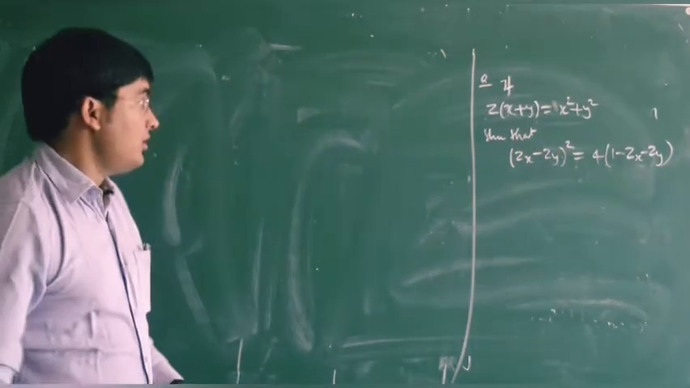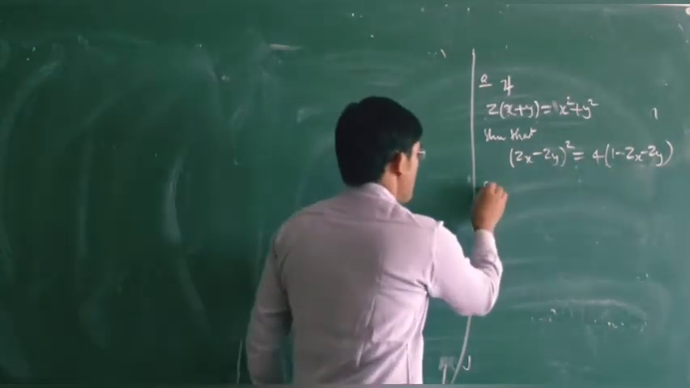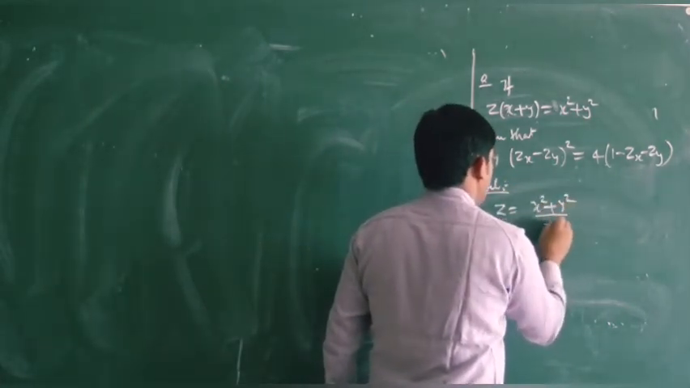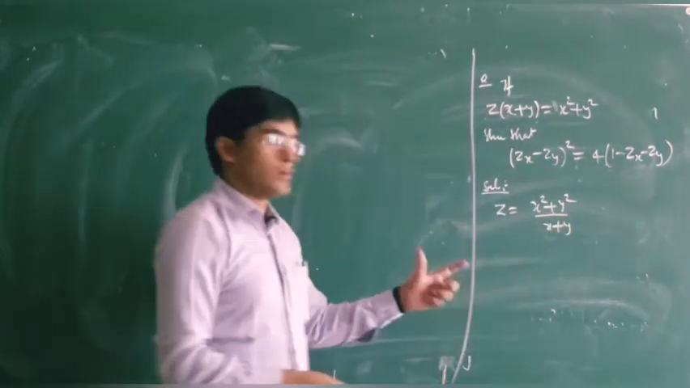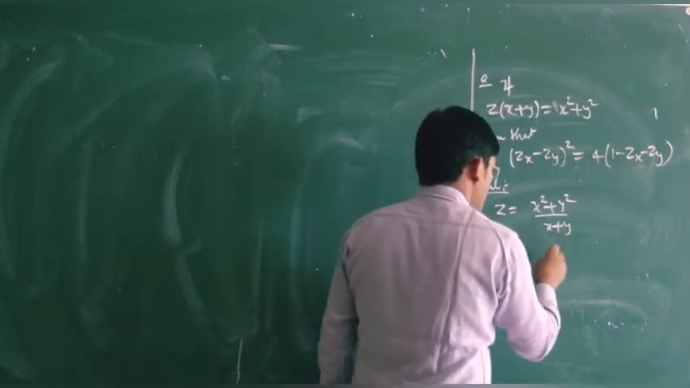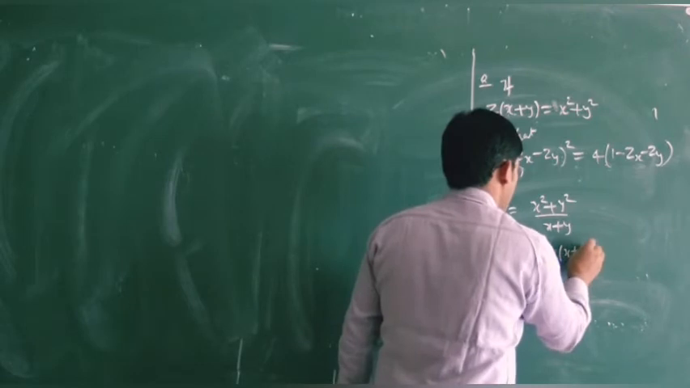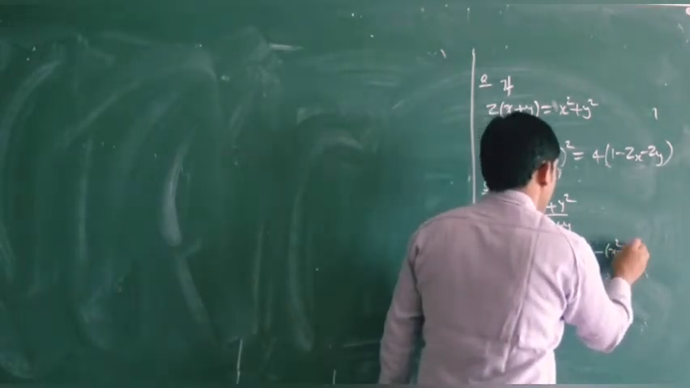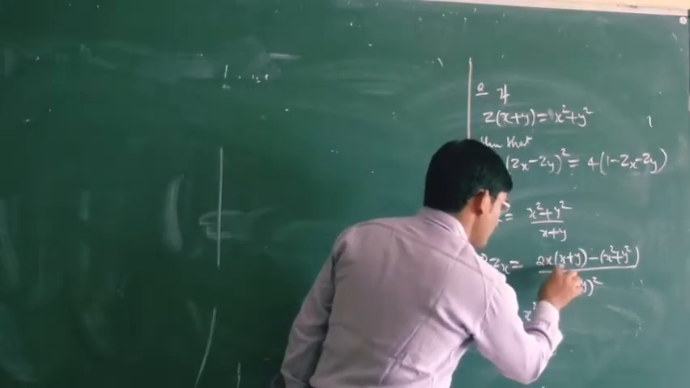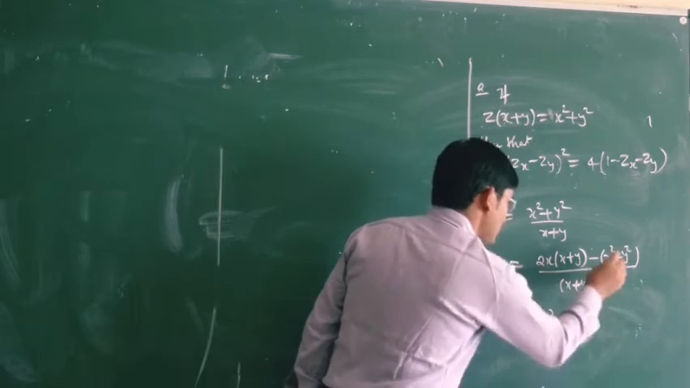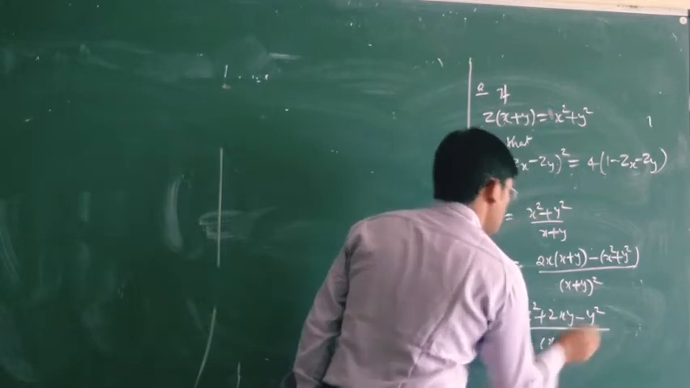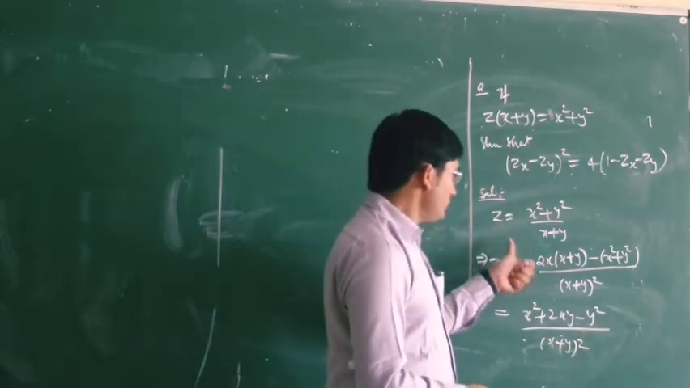This is very easy. Solution: you can write z as (x square plus y square) upon (x plus y), and you can see that x and y are symmetrical to each other. So your zx will be, the differentiation of the numerator, 2x into (x plus y) minus (x square plus y square), divided by (x plus y) whole square. So we have x square, then we will have 2xy, then minus y square, divided by (x plus y) whole square. So this is your zx.